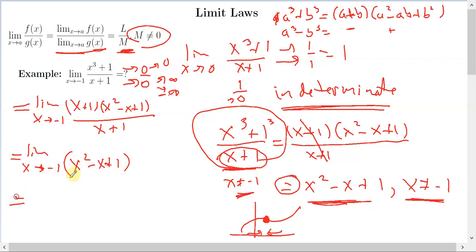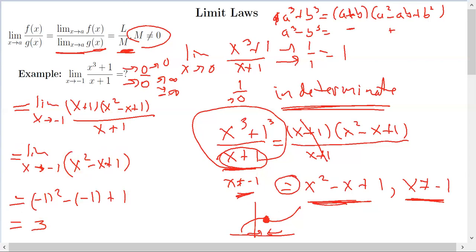And so this one then is one of our basic functions, or a combination of our basic functions. It's a square with a minus with a plus, so it's three things added together. And so I can just evaluate each one. This first one's going to be minus 1 squared minus a minus 1 plus 1. I can just plug in because it's one of our elementary functions, or a combination of our elementary functions. So I get 1 plus 1 plus 1. So that limit equals 3.